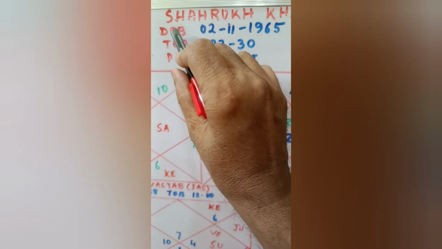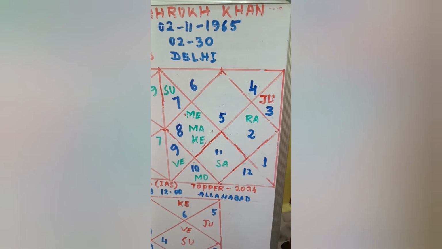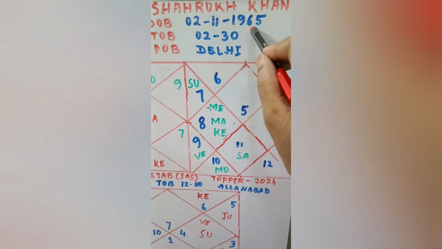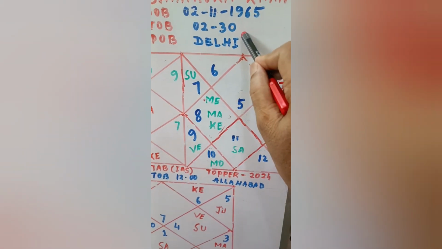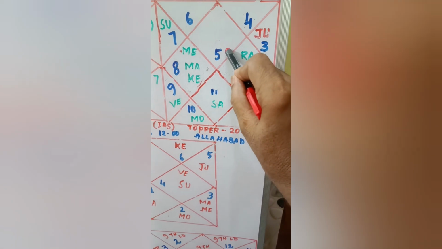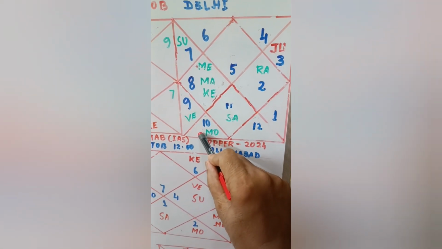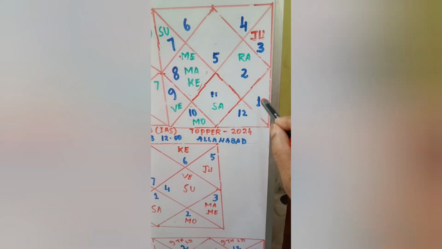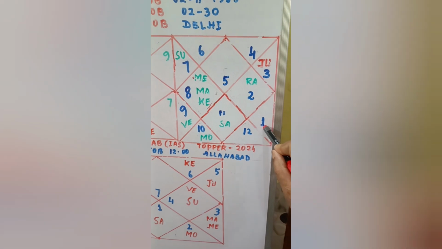Coming to the chart of the great artist and celebrity actor of Bollywood, Shah Rukh Khan. Date of birth 2nd November 1965, time of birth 2:30 a.m., place of birth Delhi. Here it is Leo, Singha Lagna, and Capricorn zodiac sign, Makar Rashi, the birth chart of Shah Rukh Khan. The 9th house Lord is the actual subject of discussion.